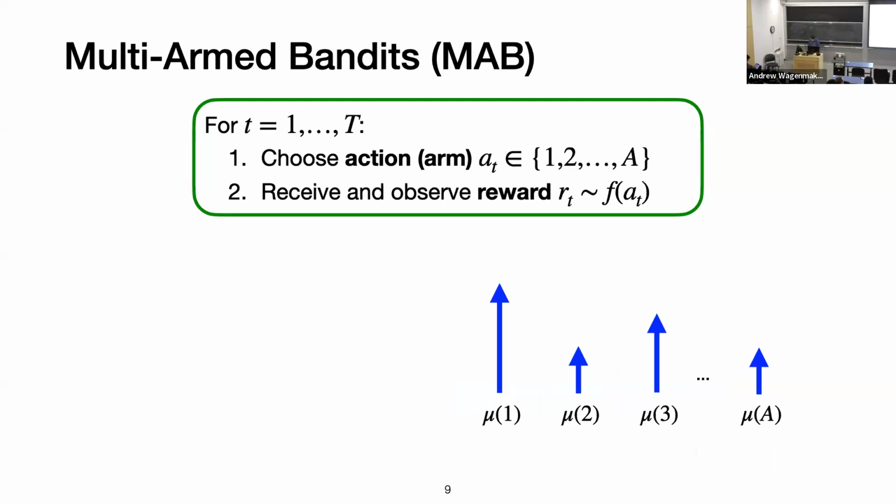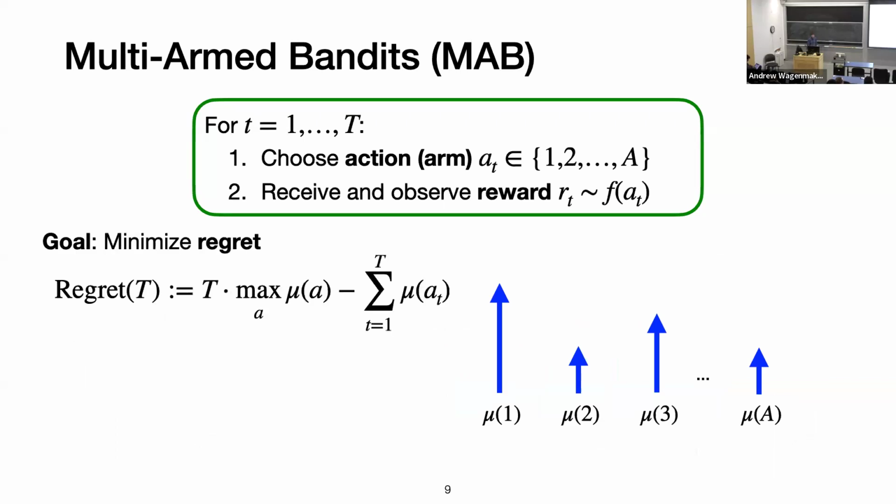Okay, and here our goal is going to be to minimize what we call regret. So regret is defined as the following. It basically says the regret after T time steps is the maximum value I could achieve over T time steps, which is T times the maximum mean, max over a of mu of a, minus the actual mean reward I achieved, so this is the sum of mu of a_t over t. Okay, so this is how well I'm doing as compared to playing the best thing I could have for all time.